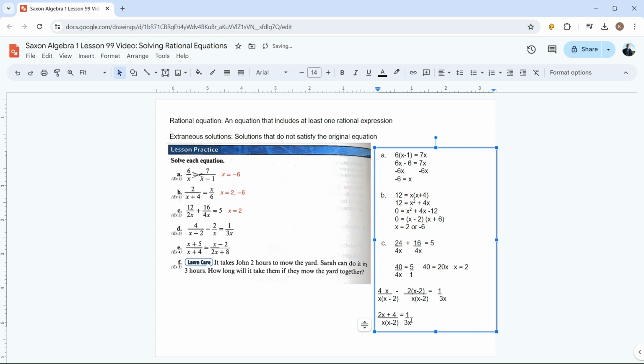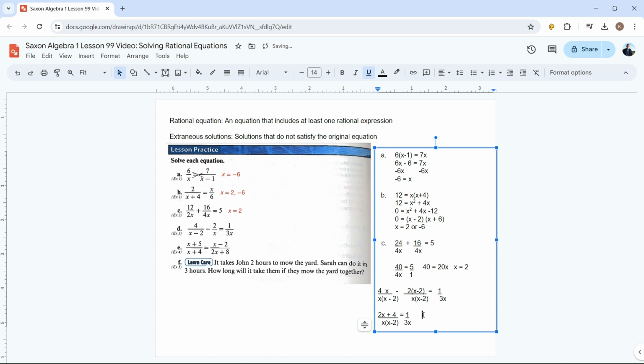I would really have liked to be able to cancel out this x minus 2. But even if I factor out a 2 here, I'm going to have x plus 2 on the top, and that won't cancel down below. There's nothing else that can be canceled. I just have to cross multiply. So let's go ahead and do our cross multiplication right over here.